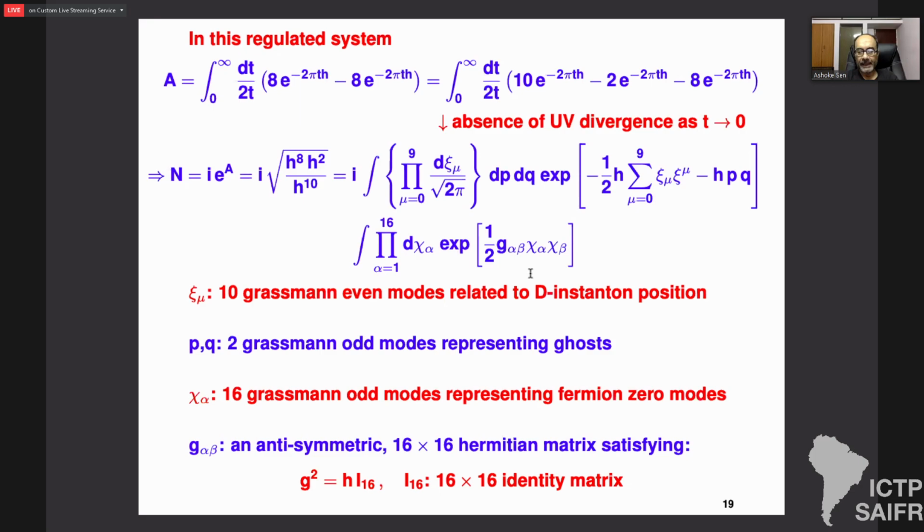Everything can be done explicitly here. So after you do these integrals, you recover exactly this. For example, the xi mu integrals give you the 1 over h to the 10 square root. The integral over P, Q produces this h, which is square root of h squared. And the integral over the chi alphas produces this square root of h to the 8.